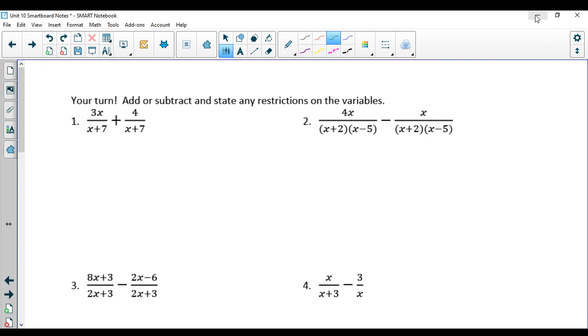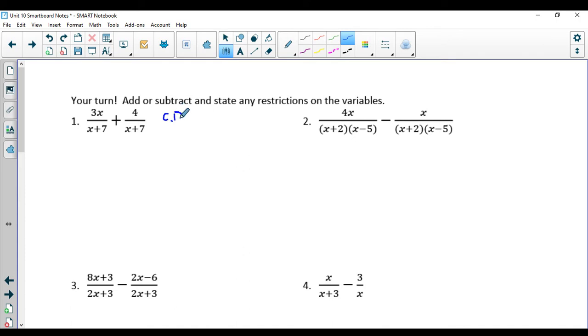All right, as we look at your turn problems, we're going to try and do these together and see how you're understanding these. So for number one, we have 3x over x plus 7 plus 4 over x plus 7. So in this case, what do you think our common denominator is?